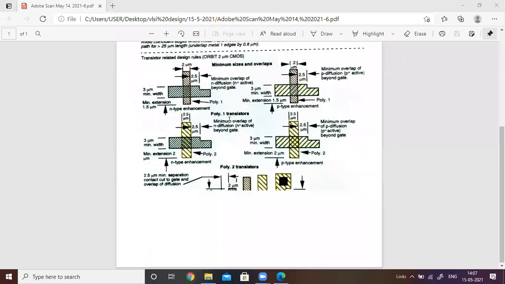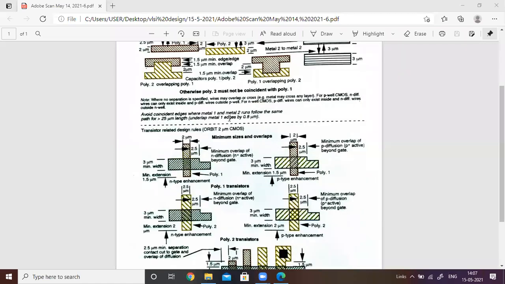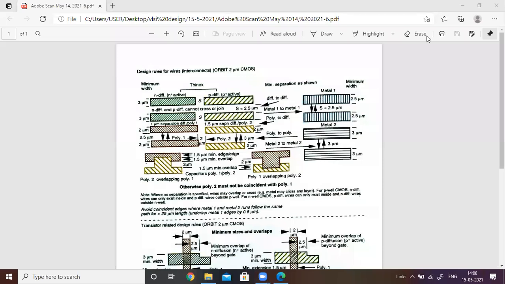So now we'll go directly to how to draw the layouts in NMOS design style. That is the main important thing. First, you can go for the layouts of NMOS design style, and then you can go for the layouts in CMOS design style. These are the most important in this case. Now we'll directly go to the layouts of NMOS design style, NMOS technology. How to draw the layouts in NMOS technology.